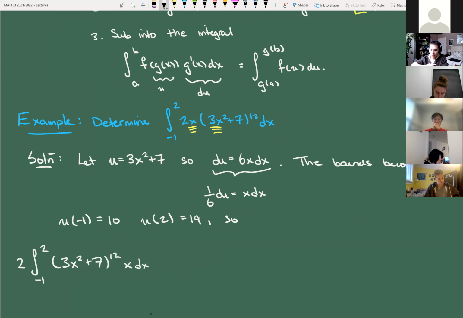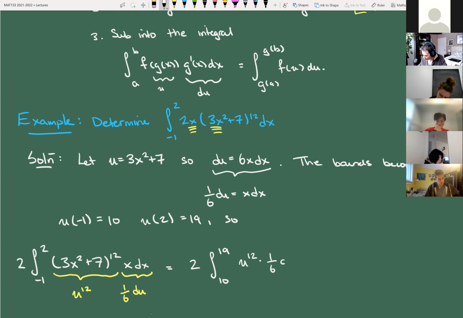You don't have to do this. Once you get comfortable with this, by all means, just go straight to the answer. But the reason that I'm doing this is that I very specifically want to point out that this whole function here is going to become u to the 12. And then this thing here is 1/6 du, right? So once we do all of that, don't forget to change your bounds of integration. We're going to u to the 12 times 1/6 du. And yeah, I'm going to pull out that 1/6 and just make it a third.